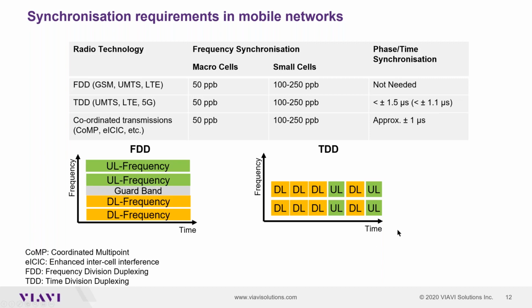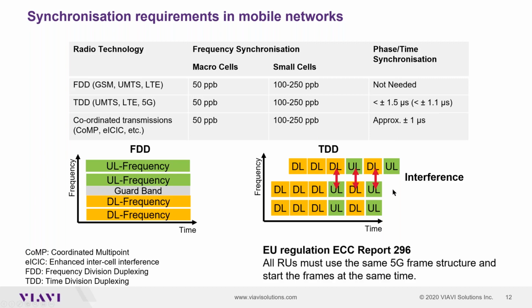Let's assume there is a third mobile, and it starts here, this cell site starts a little bit earlier than the others, then we have here now a problem. Here we have a downstream and upstream at the same time, and this is interference. This is not allowed by EU regulation.